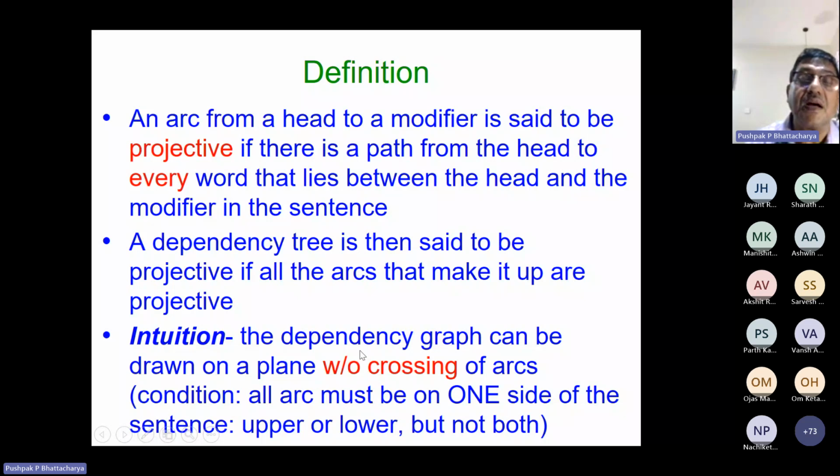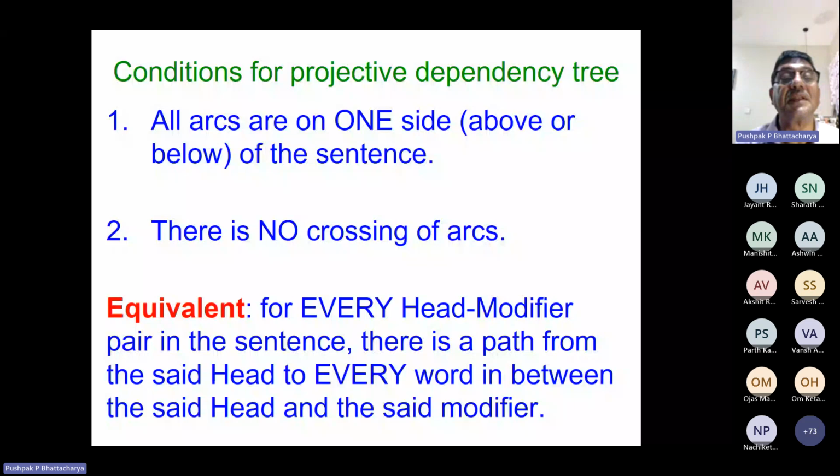The dependency graph, that is the tree, can be drawn on a plane without crossing of arcs. That is another pictorial depiction of the meaning of projectivity. The dependency graph can be drawn on a plane, on paper, without crossing of arcs. The condition is that all arcs must be on one side of the sentence, either upper or lower, but not both. So let's understand this. All arcs are on one side.